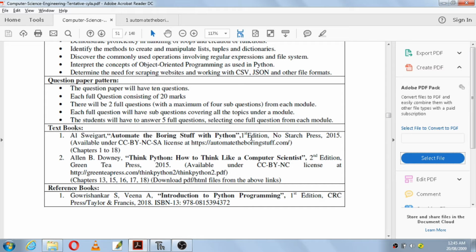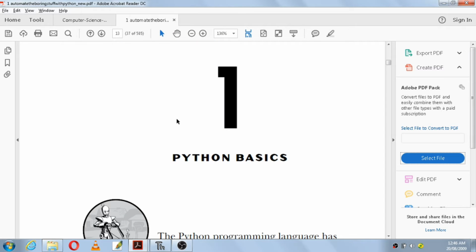Okay, that is the first edition. This textbook is available online. You just have to go through this site and download the textbook. It will have chapters 1 to 18. Later on we'll have the remaining topics in the second textbook. So the textbook looks like this after downloading.